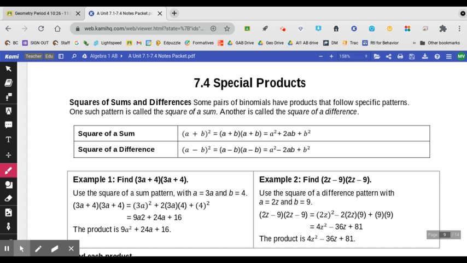The square of a sum is when I have (a plus b) squared. That means (a plus b) times (a plus b), so I must double distribute. When I double distribute, I will always get a squared plus 2 times the product of a and b plus b squared. Now, if I square the difference, the same pattern happens, except it's minus 2 times a times b.